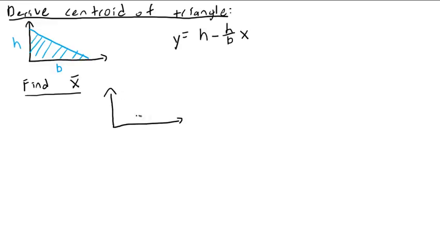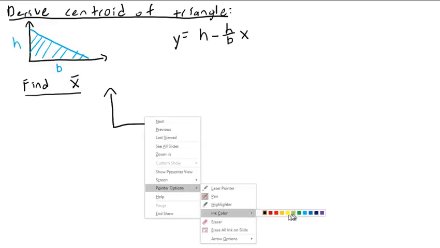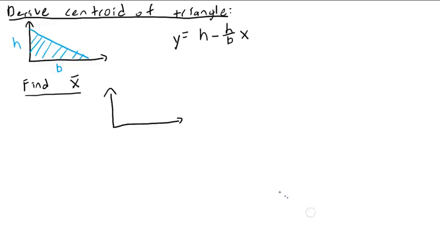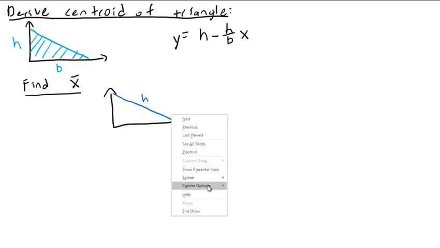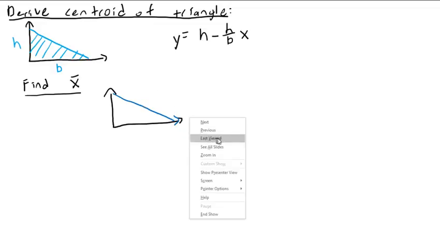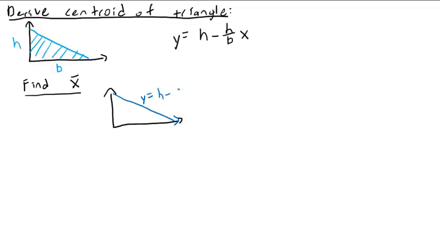So we're going to have something like this, the equation. And I can check that this equation is accurate, because if I put in 0 for x, I get h. And if I put in b for x, I get 0, which is exactly what I would expect. y equals h minus h over b x.